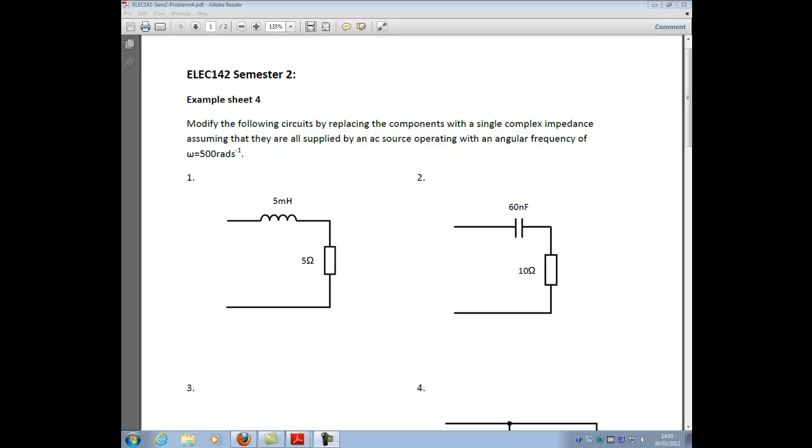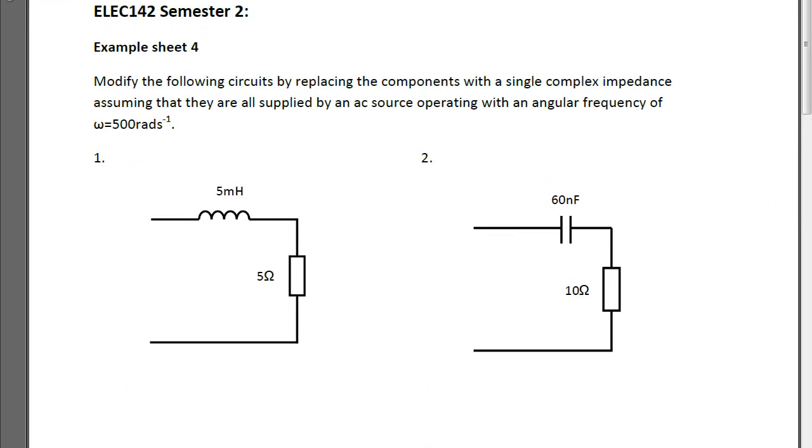This is part 1, and in this section we're going to look at the first 4 questions, but we'll see how time goes. So this problem sheet is all about taking a series of resistors and inductors and capacitors and combining them to be one complex impedance.